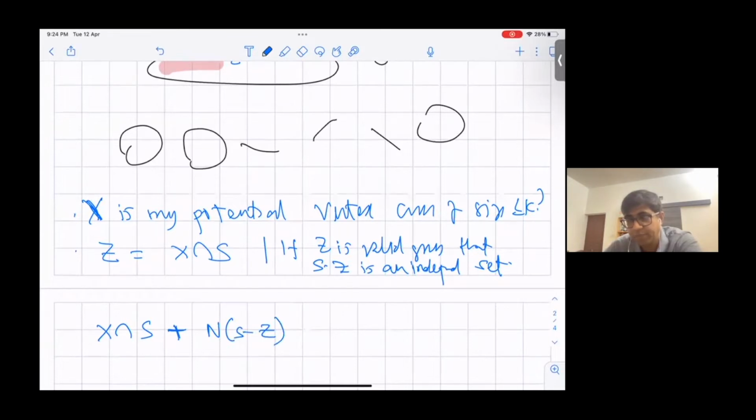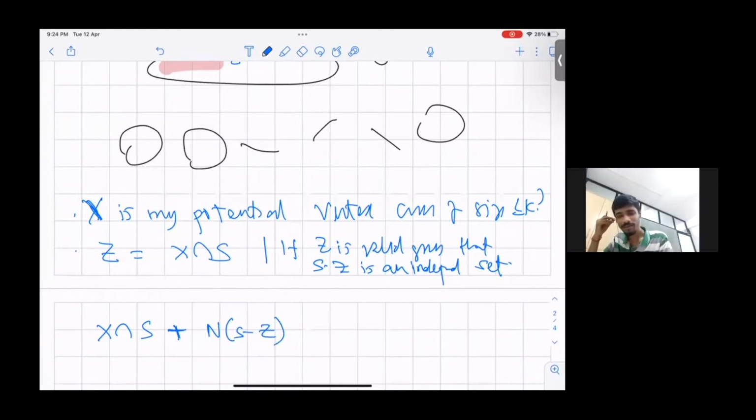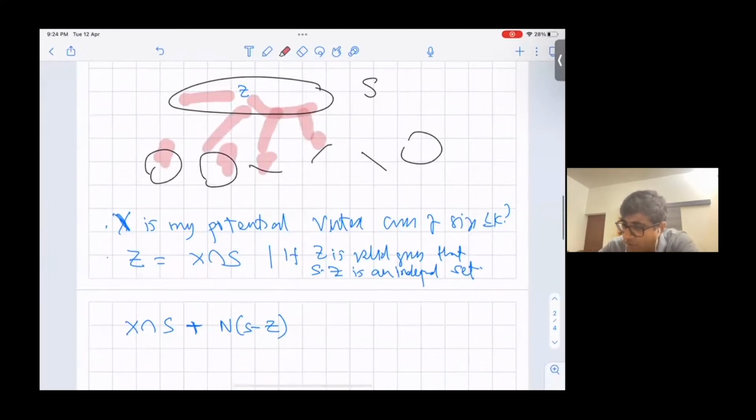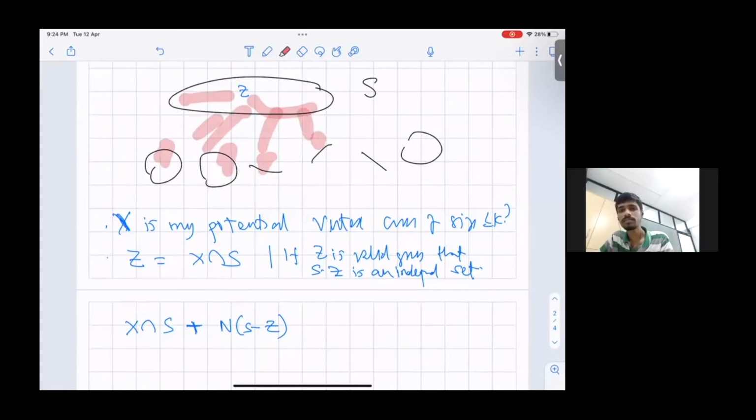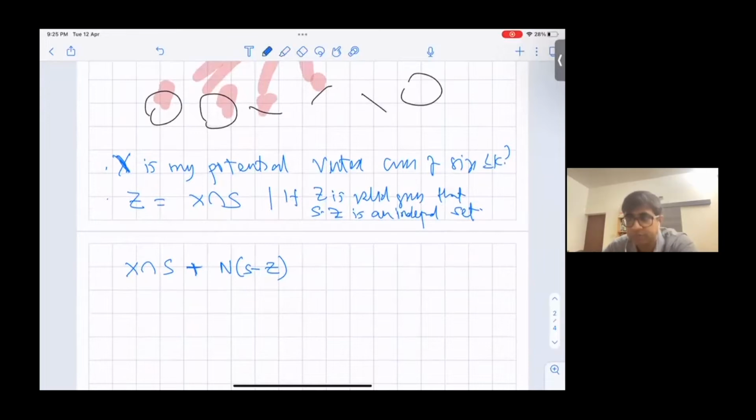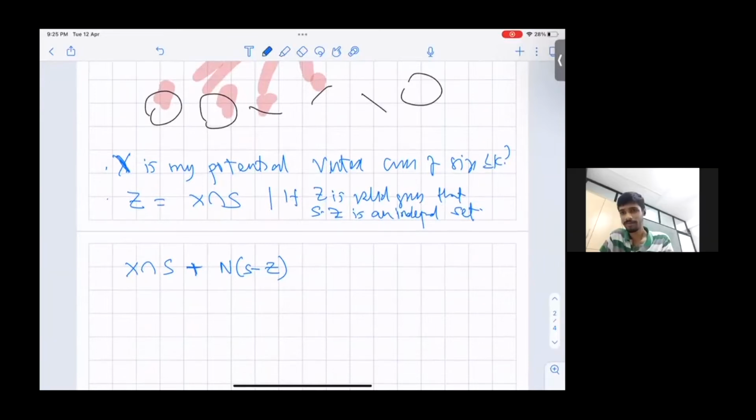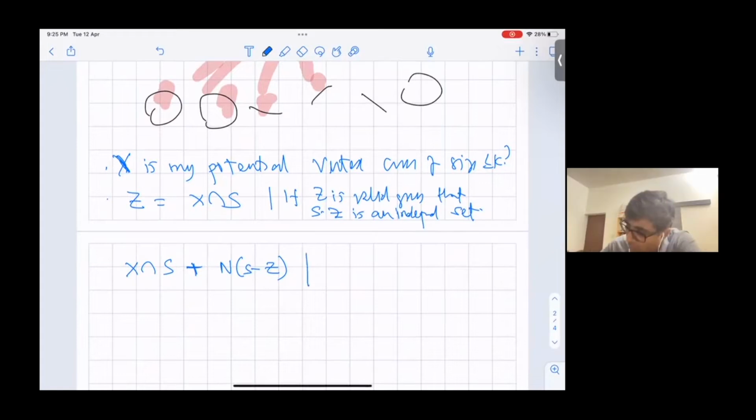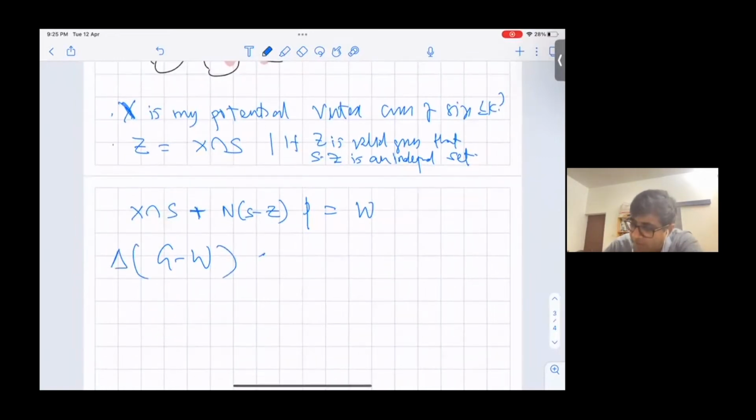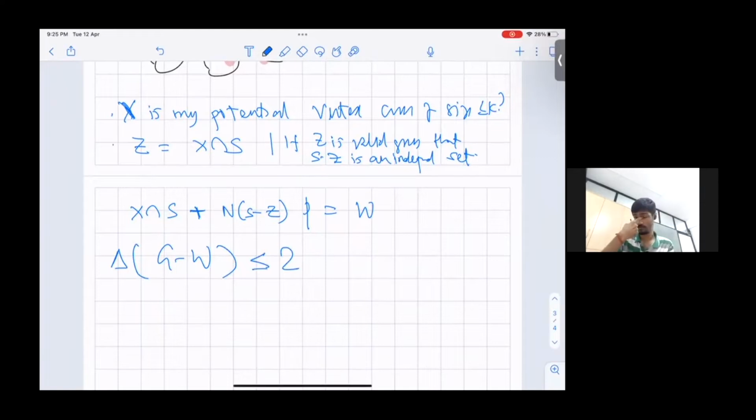Yeah. Right? And after that, we may need to add some more vertices. For these, let's add some vertices which are neighbors to these. Am I right? Yes. Okay. Then after I have done this, what is left? A graph with degree at most 2. Okay, so call this W. Now look at G minus W. The maximum degree of G minus W is at most 2. Is that fine with everybody?